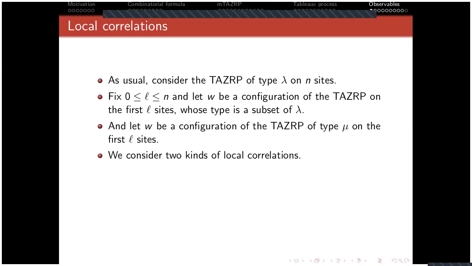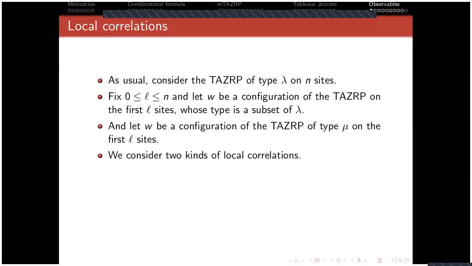So suppose we consider the multi-species TASEP with content lambda on the ring. And you now look at the first L sites. Just focus on the first L sites and you fix some configuration there. So let W be a configuration of type mu on just the first L sites. You fix this in advance. And you want to know what is the stationary probability of having this content W in the first L sites.